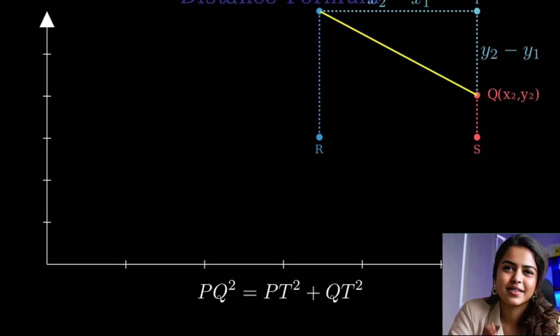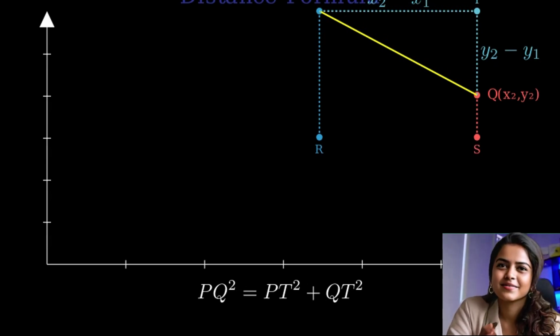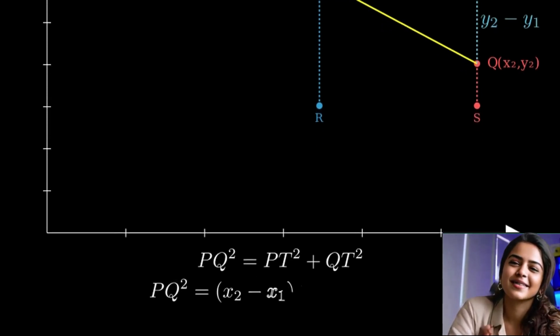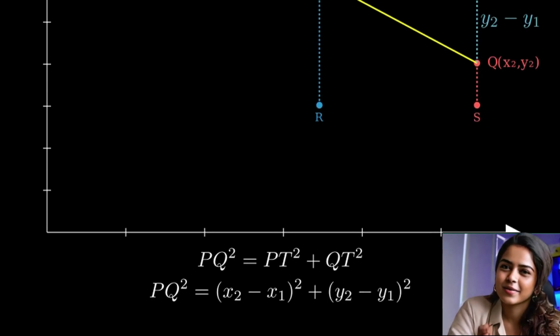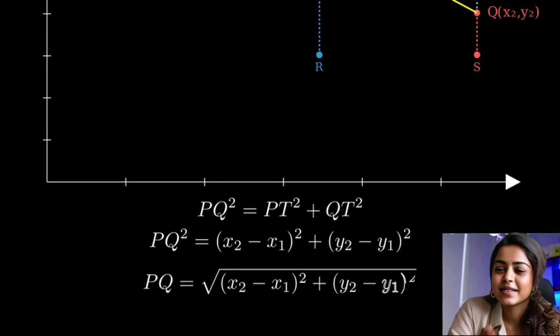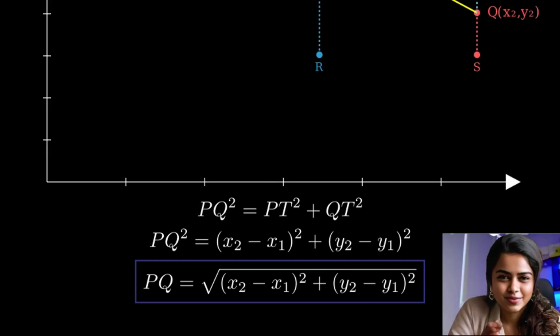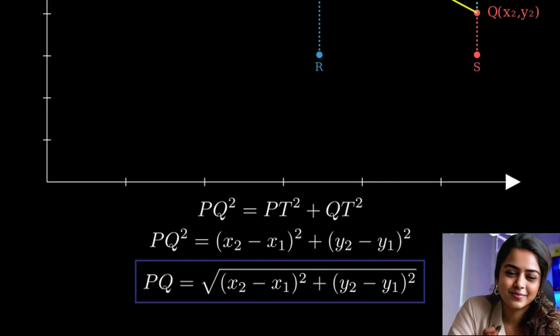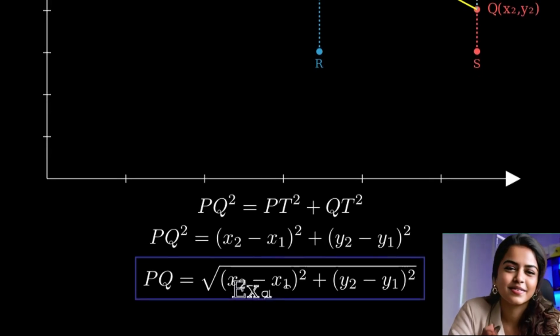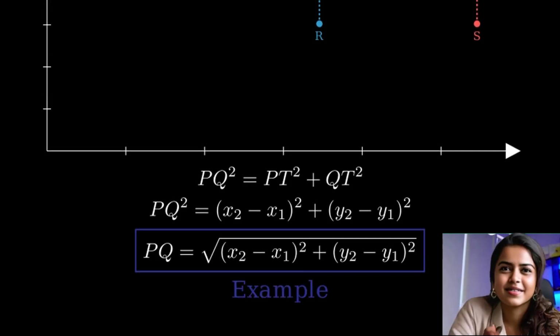Using the Pythagorean theorem in triangle PTQ, we get PQ squared equals PT squared plus QT squared. Substituting the values, we get PQ squared equals (x2 minus x1) squared plus (y2 minus y1) squared. Taking the square root of both sides, we get the distance formula. The distance between points (x1, y1) and (x2, y2) equals the square root of (x2 minus x1) squared plus (y2 minus y1) squared. Let's now apply the distance formula with an example.